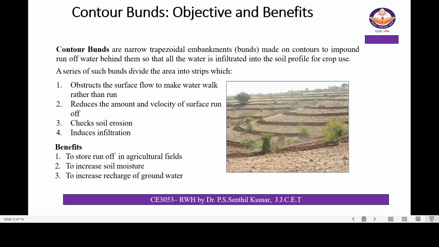Next one is to reduce the amount and velocity of surface runoff. Next one is to check soil erosion. Finally, to induce infiltration. Next, benefits. First one is to store runoff in agricultural fields. Second one is to increase soil moisture. Third one is to increase recharge of groundwater.